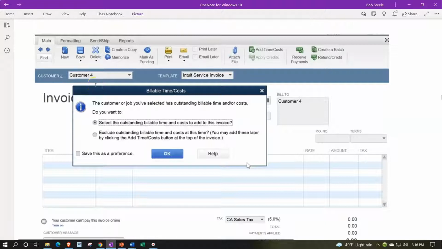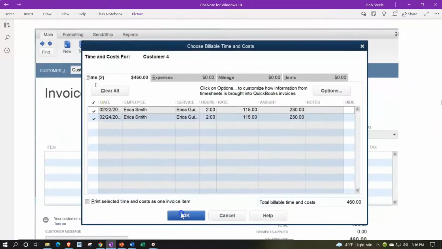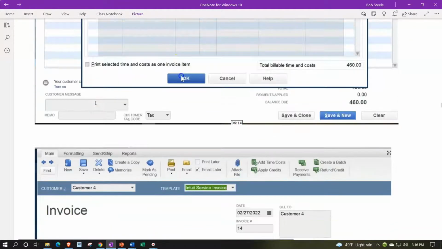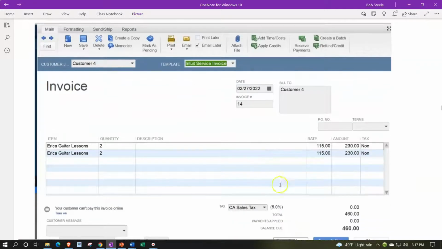We do it again. It says, hey, paraphrasing here, we've got billable time. Do you want us to add that? We're going to say, yeah, we do. Let's bill customer 4 out. We've got the 115 for the amount that we're billing for the 460.